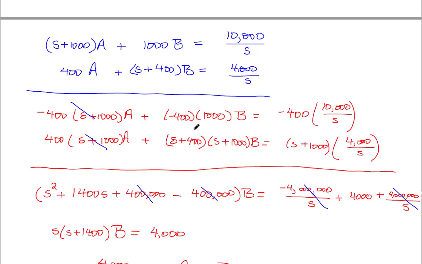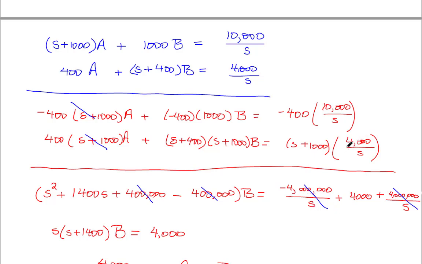Let's take the B part first. I've got minus 400 times 1000, so I'm going to get a minus 400,000. I've got s squared minus 1400s and a positive 400,000. That's good because the 400,000s cancel, and I get something fairly simple here in the front of B. On the right, I've got minus 400 times 10,000, so I get a minus 4 million over s.